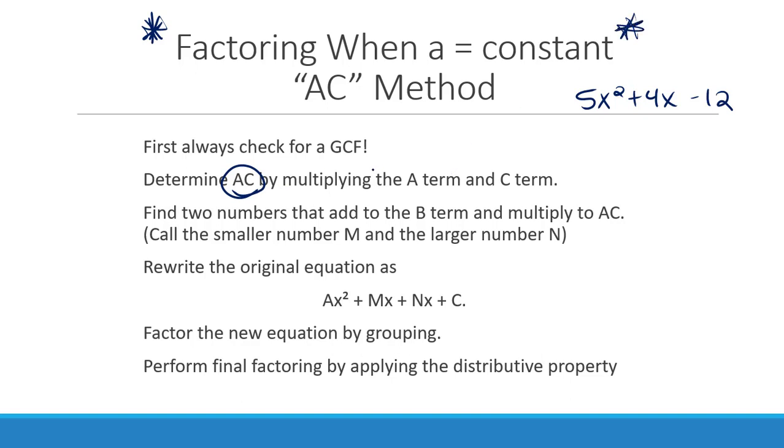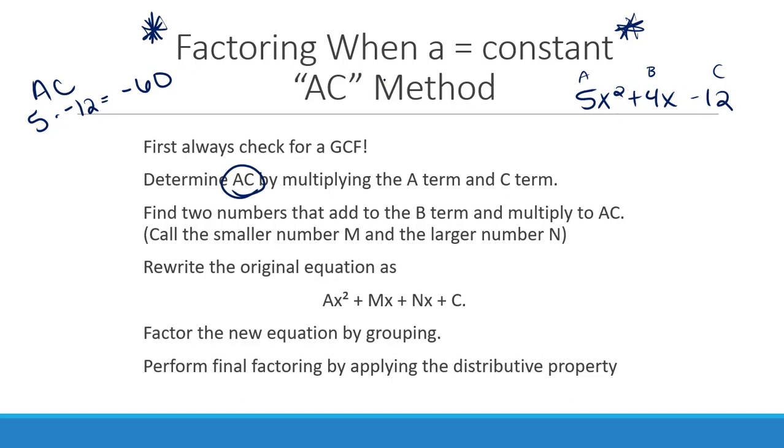So it says determine AC by multiplying A and C together. So this is A, this is B, and this is C. Well, AC in this case would be 5 times negative 12. So 5 times negative 12 is going to give me negative 60. So now it says find two, this part should sound very familiar to you. We are looking for what two numbers are going to multiply to give me AC, but add to give me B.